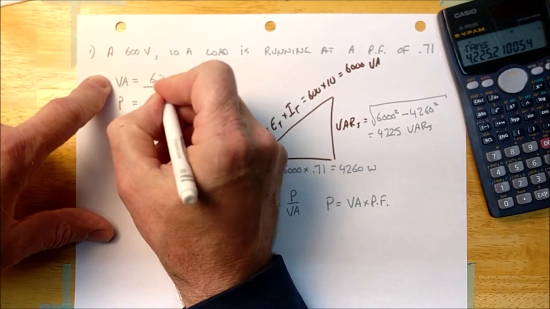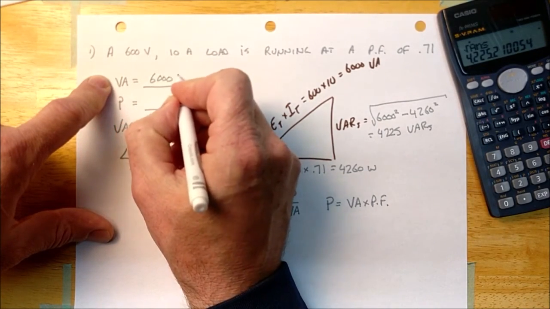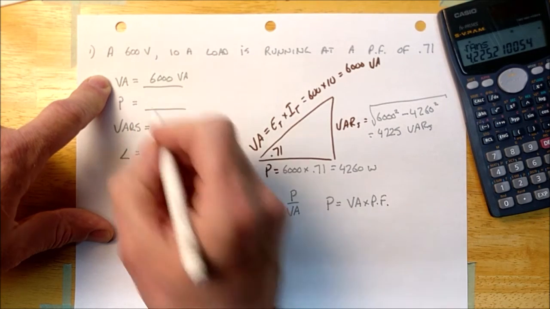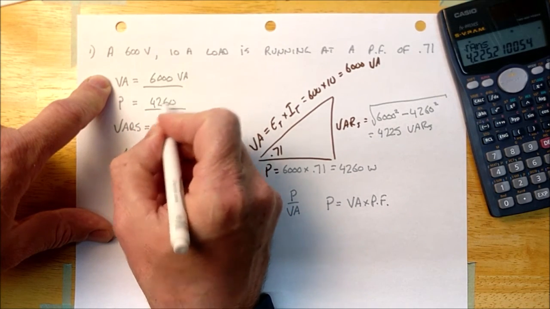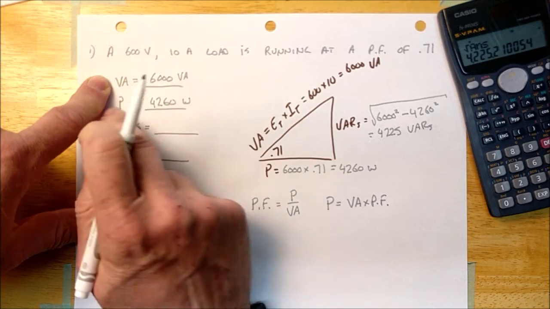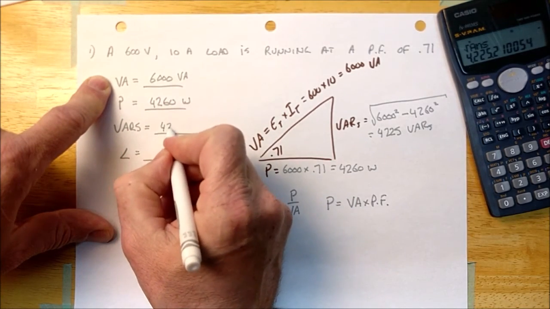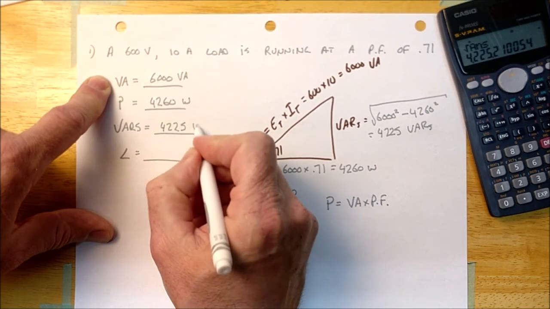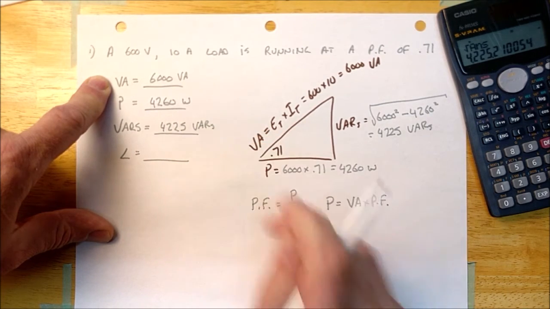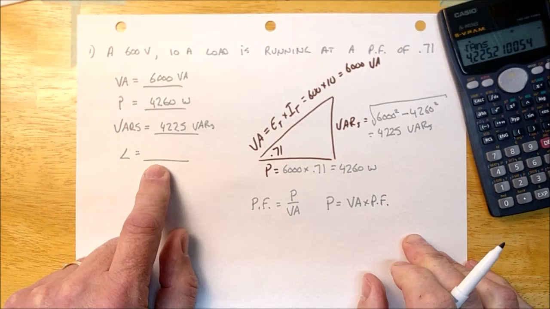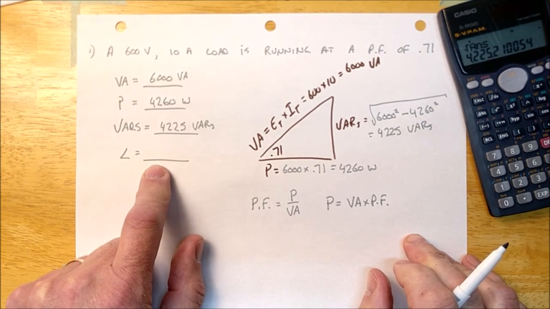Okay, so we've got some of these things calculated here. Let's write this one in here. 6,000 VA. Okay, 4260 watts. True power always measured in watts. 4225 VARs. Okay. The last thing we have to do is calculate the phase angle.